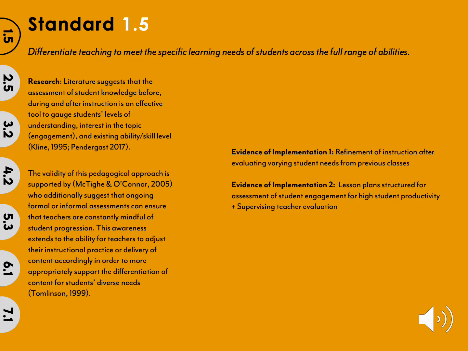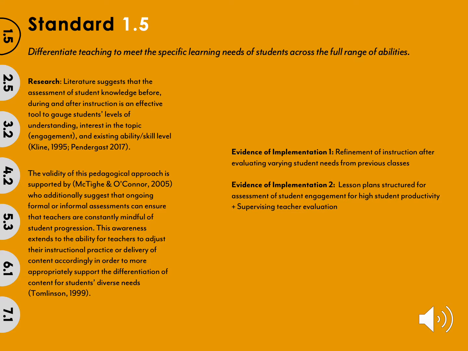Now, in Meeting Standard 1.5, which calls for differentiation for teaching, literature suggests the assessment of prior knowledge as a useful strategy. It also calls for use of informal assessment, which will inform teachers of ways to adjust their own practice and then differentiate for varying student needs.